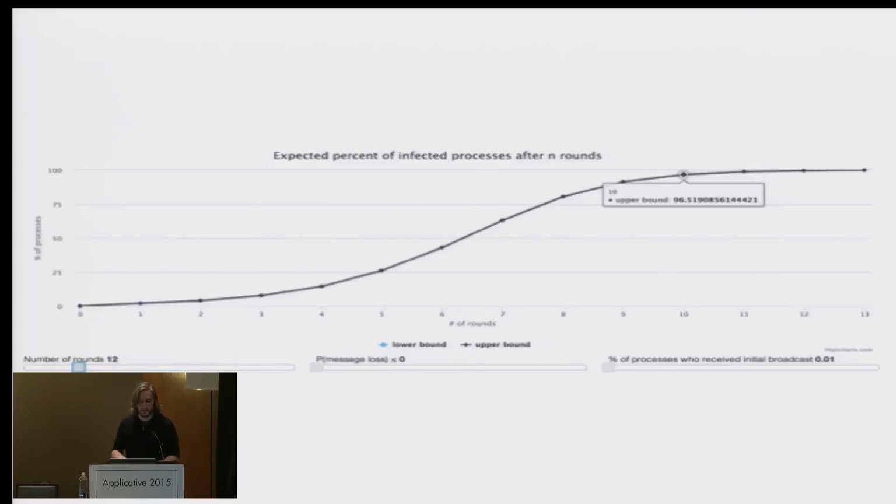The Bimodal Multicast paper actually includes a bunch of math to predict the percentage of servers receiving a message after a certain number of rounds of gossip. Additionally, it also includes math to figure it out for the case when you're getting message loss as well. In this case, after 10 rounds, 97% of servers will have received the message that we're looking to send.